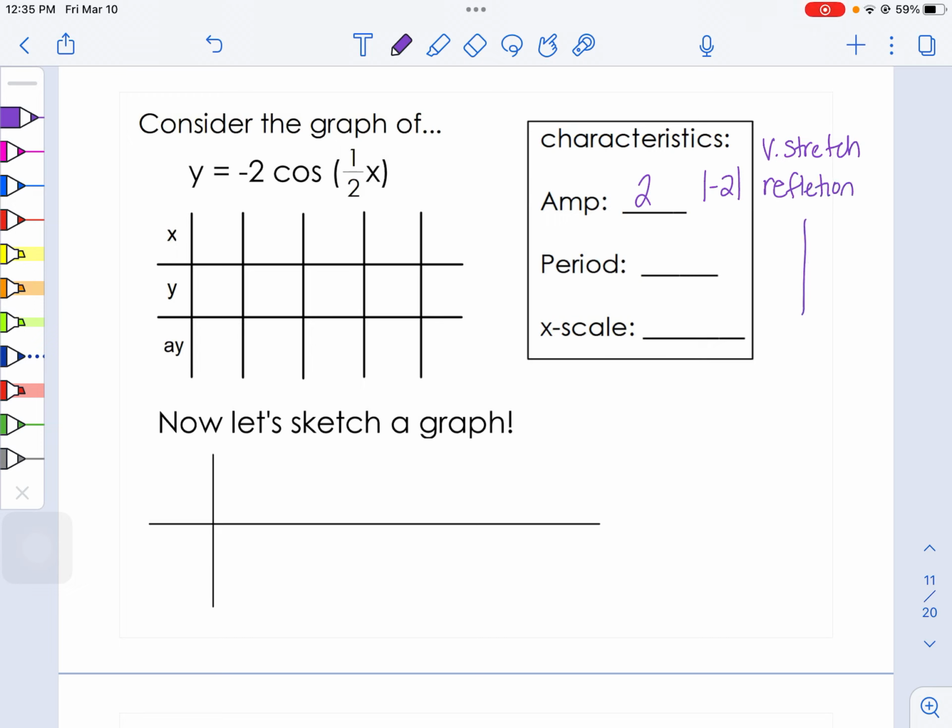So one cycle of cosine typically looks like this: cosine starts at 1, then goes to 0, then to -1, then to 0, then back to 1. That's our typical parent function of cosine. This one will be a reflection of that, so it'll end up opening up instead of down. Our period here is going to be 2 pi divided by 1/2, which is 4 pi, which means we're going to end at 4 pi.